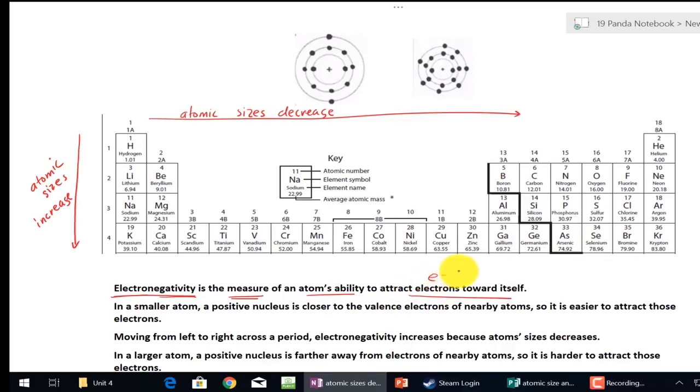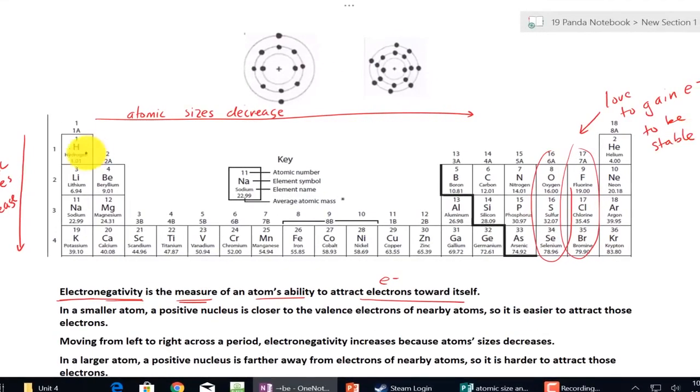Remember, electrons are negative. So electronegativity is the ability of an atom to attract electrons, basically gaining that electron from another atom. And of course we know that all the elements over here, this right here and this right here, they love to gain electrons just to be stable. Whereas on this side, what do they want to do to be stable? Well, they want to lose their outermost electrons. So keep that in mind.